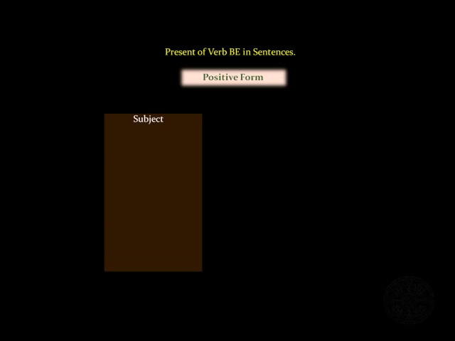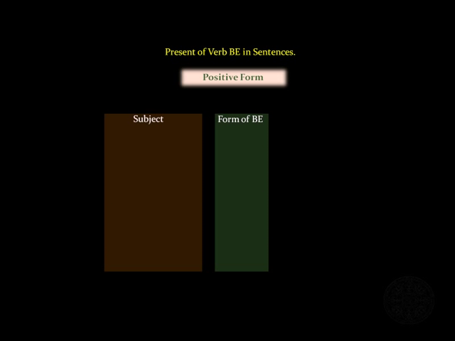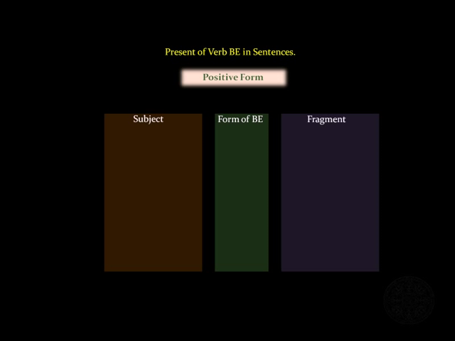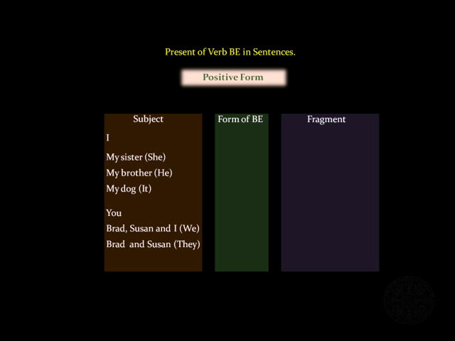Let's take a look at the positive form. All you need is a subject, a form of the verb be, and a fragment to complete your sentence. You need a subject like I. For the third person singular, something like my sister or my brother or my dog. And also something like you, Brad, Susan, and I, or Brad and Susan.